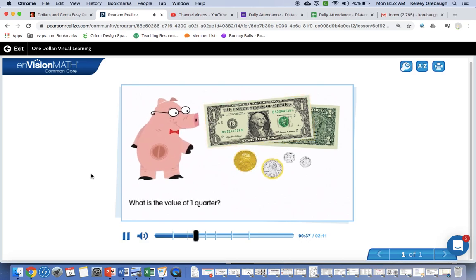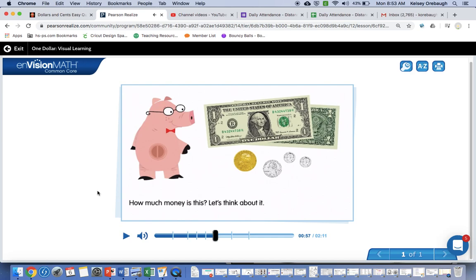What is the value of 1 quarter? A quarter is worth 25 cents. What is the value of 1 dime? A dime is worth 10 cents. How much money is this?